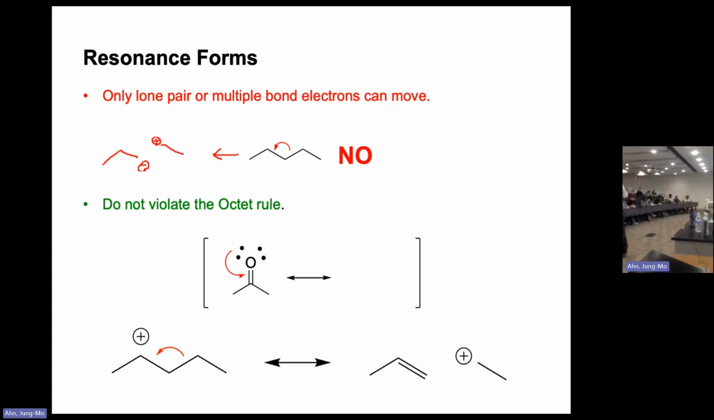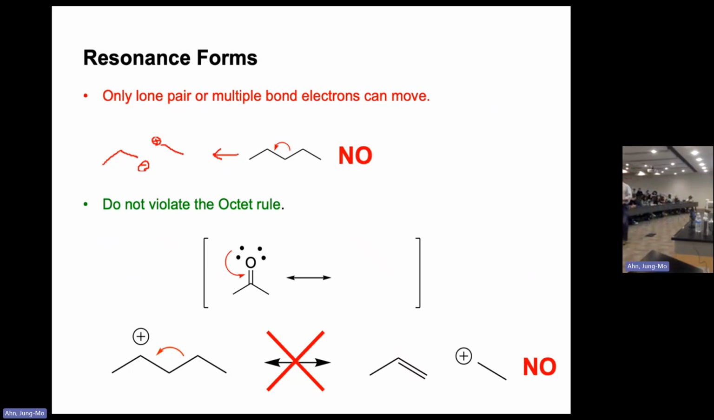What if you have a positive charge, like the example we just saw in the last slide? Can you move these electrons over there, so you make a double bond and the positive charge moves over there? My answer is still no. The reason is you're breaking a single bond, and it's a huge penalty you have to pay for it. That is not what's happening. We like freely moving electrons around. So single bonds, no matter what, don't break.